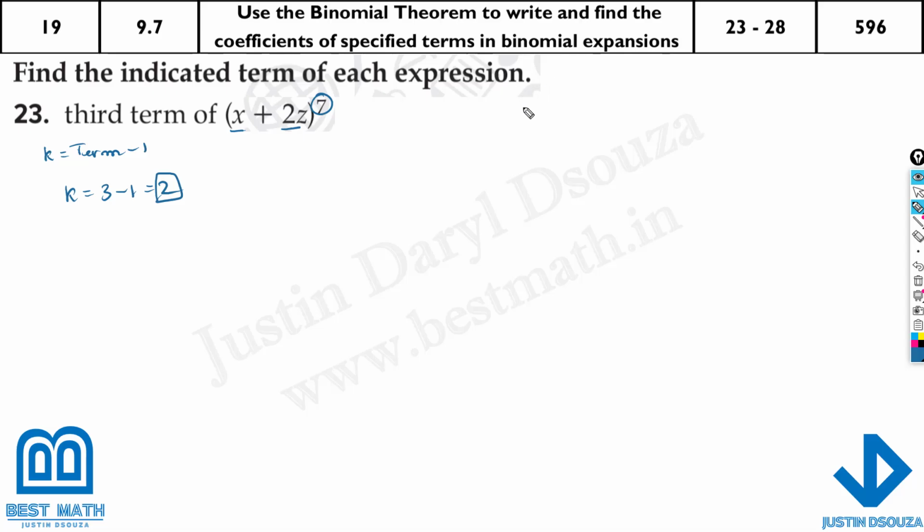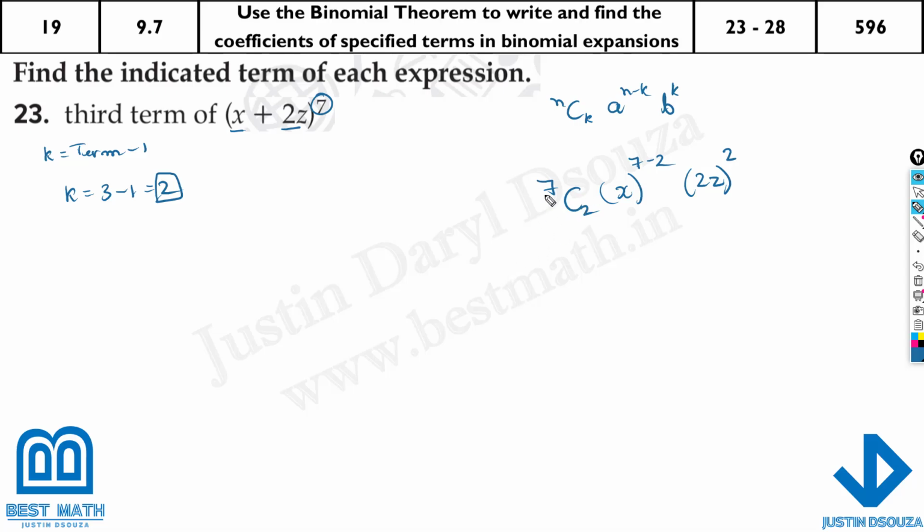So what is the formula? What is expansion exactly? It's NCK. And then we have the first term, that's a to the power n minus k, and then the last term, that is b to the power just k. You need to remember this. Now let's just substitute. What is n? It is 7. What is k? 2. First term is x to the power 7 minus 2, and the next term 2z to the power 2.